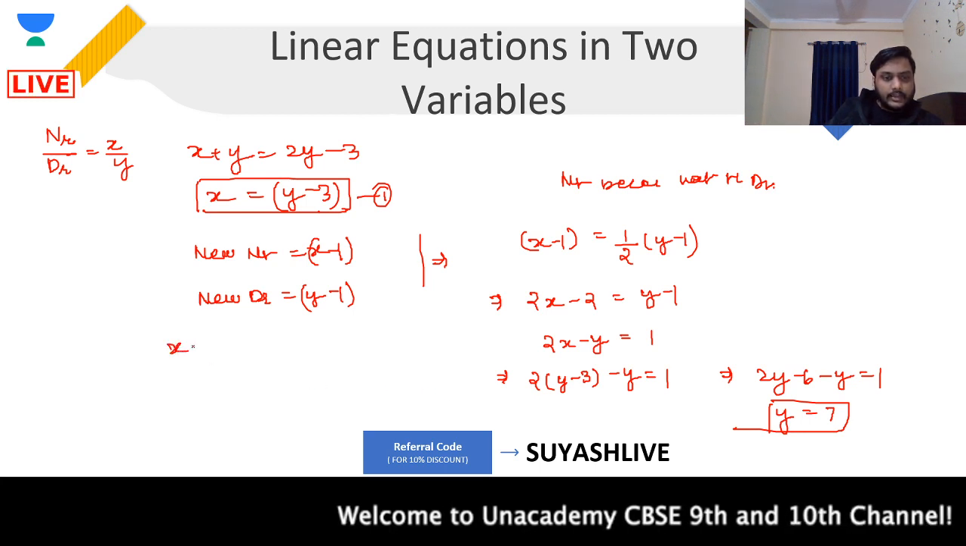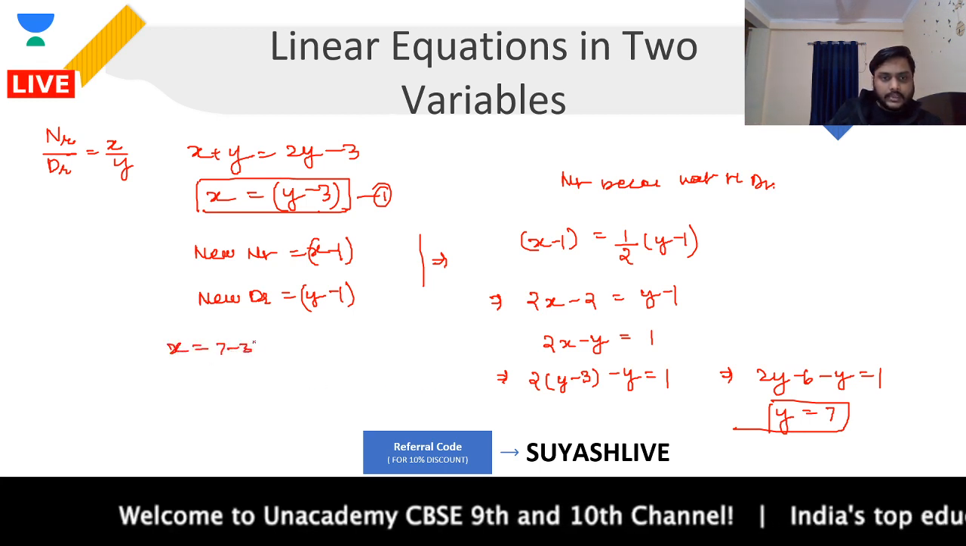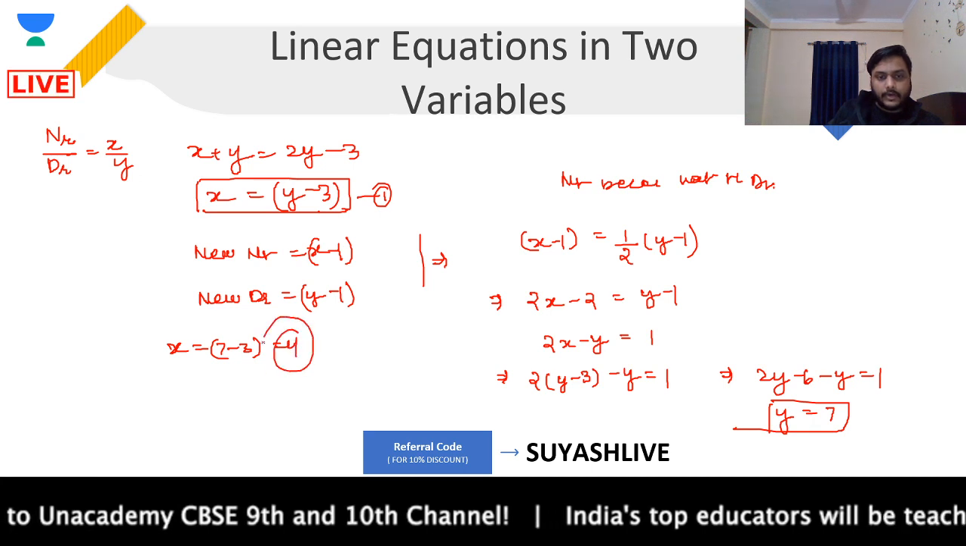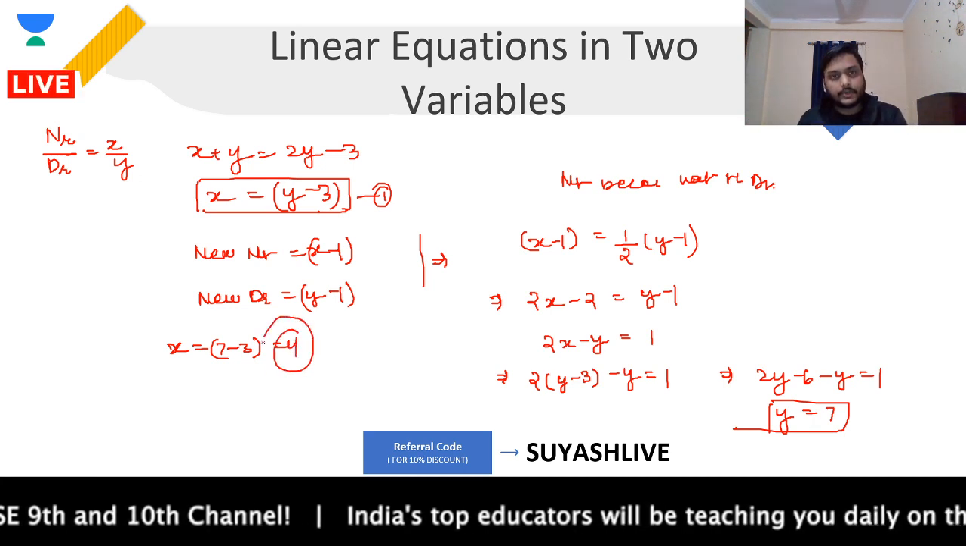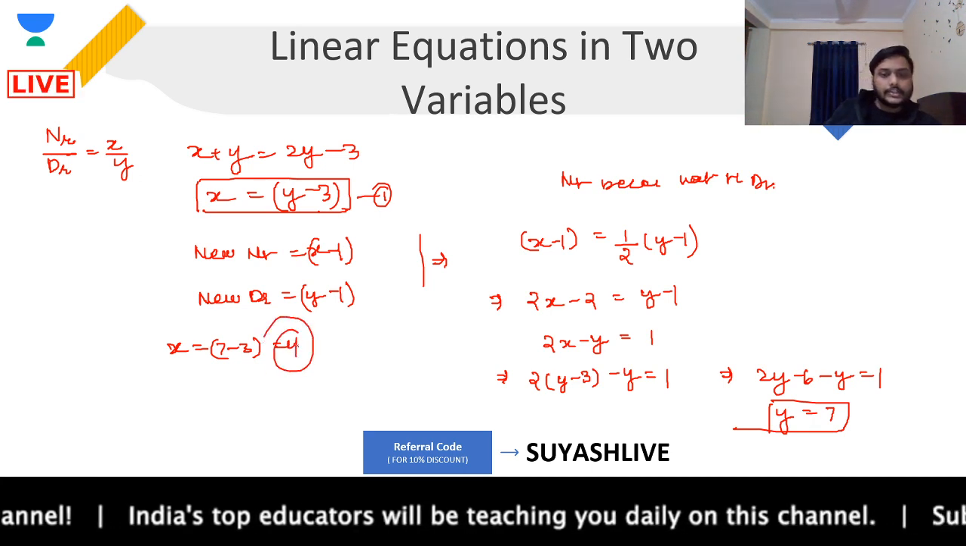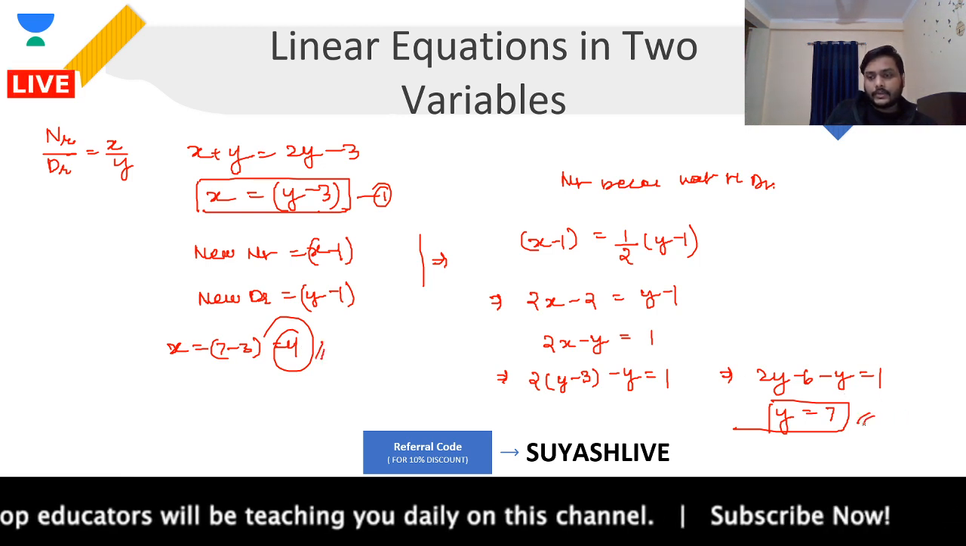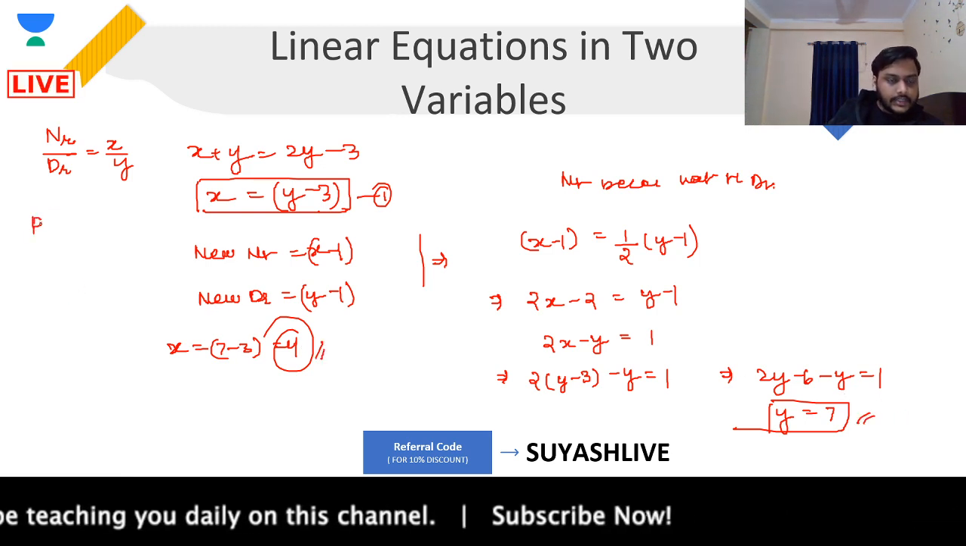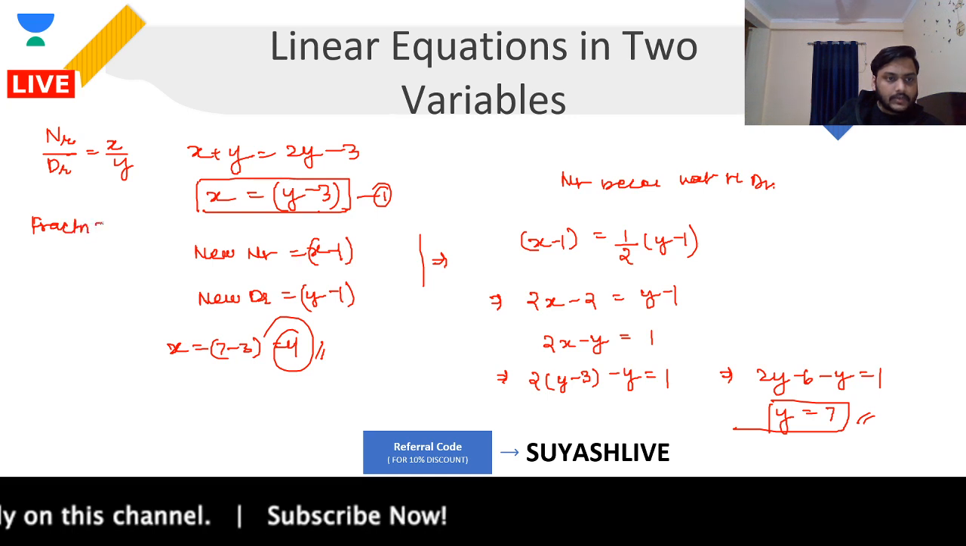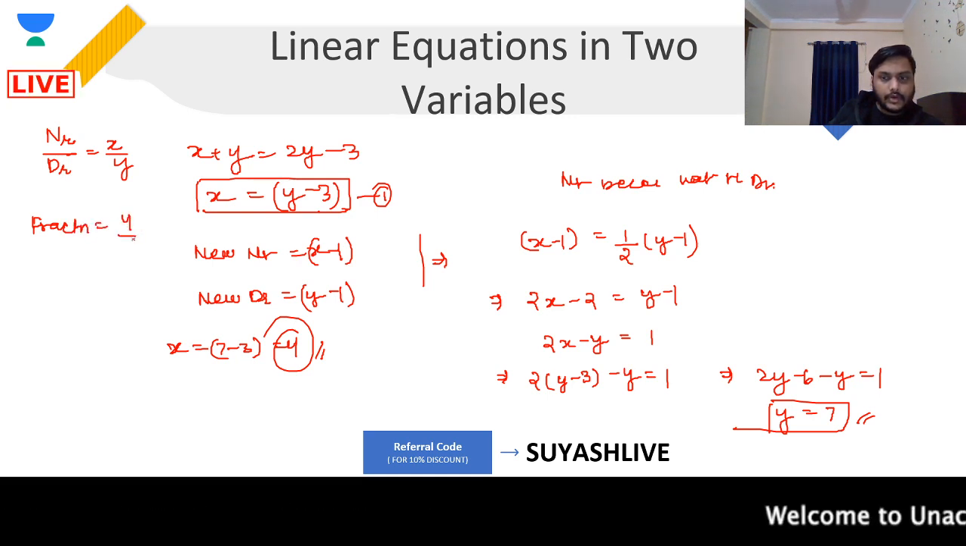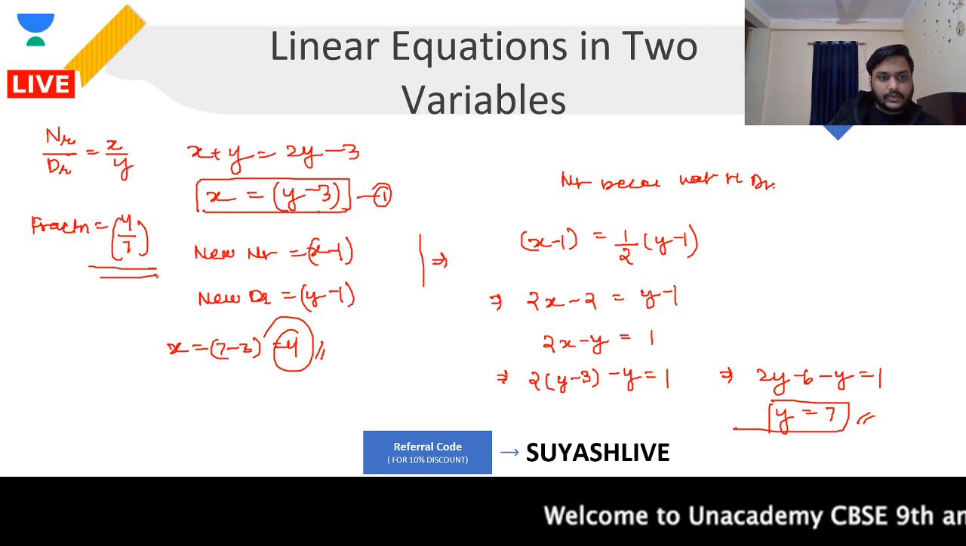X will be what? X will be equal to 7 minus 3, that is nothing but 4. Are you clear with this or not, guys? Got the point? Okay, so your x is equal to 4 and your y is equal to 7, and hence the fraction that you are talking about will be what? This fraction will be equal to 4 upon 7. This is your correct answer.